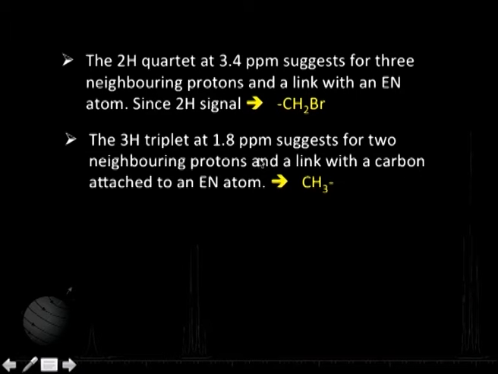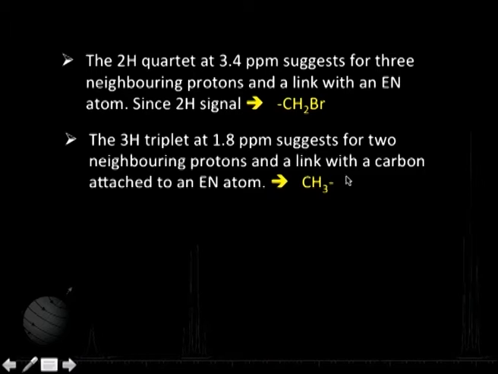The second signal at 1.8 ppm suggests 2 things. Firstly, it is a triplet, so there are 2 neighbors, which is fine. Also, this is linked to a carbon atom which is attached to an electronegative atom, because typically a methyl group comes around about 0.9 to 1.2 ppm. It is coming at 1.8 ppm. That means it is attached to a carbon atom which is attached to another carbon atom having some kind of electronegative atom. So, we got a CH3 group which is attached to something which is causing this to go downfield.